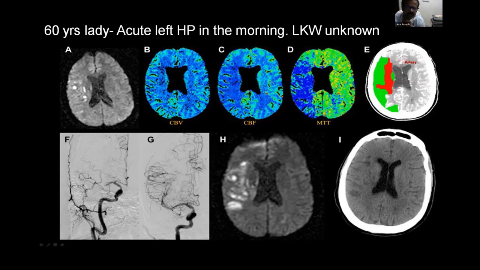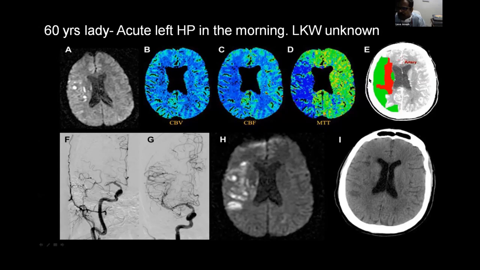As you see in this case, a 60 year old lady presenting with acute left hemiparesis. Diffusion was done and already shows some infarcts in the left MCA territory. In CBV and CBF, you are not seeing much of a defect in blood flow or blood volume, and MTT shows a much larger area, almost the entire right MCA territory is at risk, that is, slowing of flow in this hemisphere.